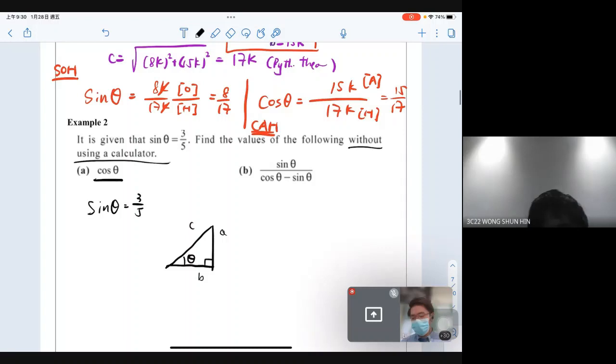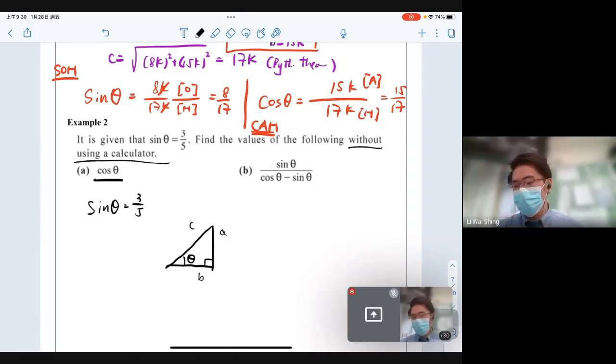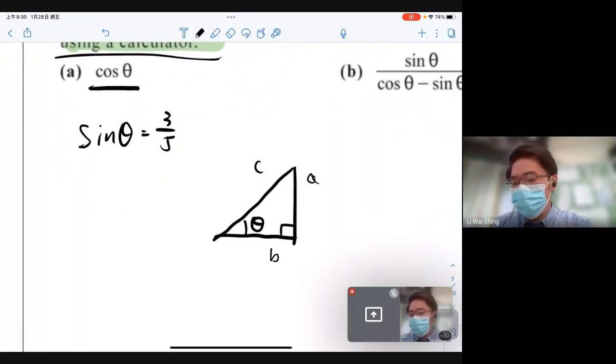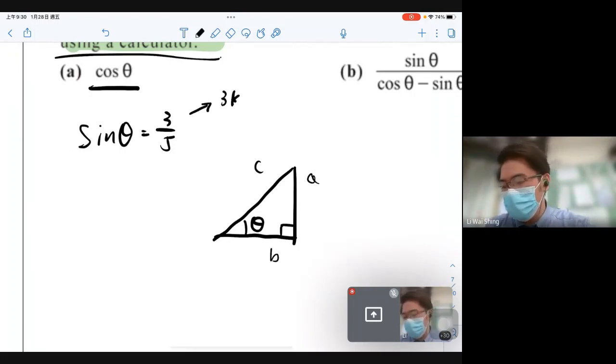Without using a calculator, or sir, throw your calculator away. Okay, so let's do it in this way. Sine theta equals 3 to 5, so the ratio is 3 to 5. That means one side in the triangle is equal to 3k, another side equals 5k.